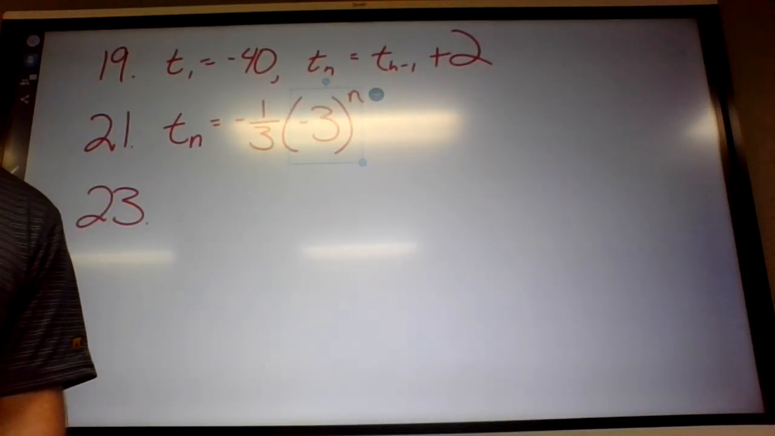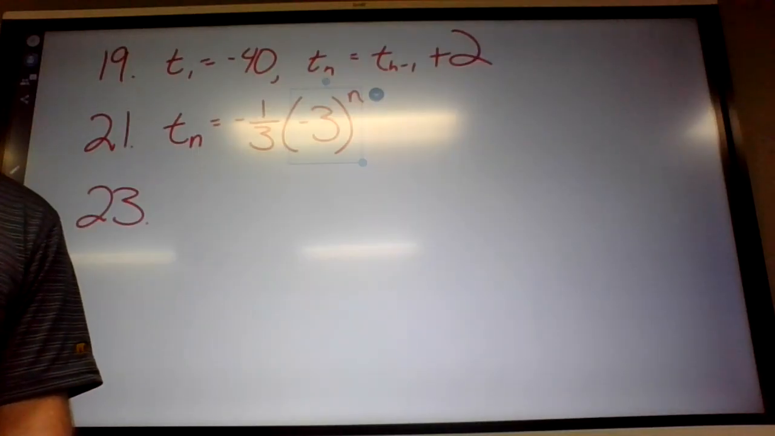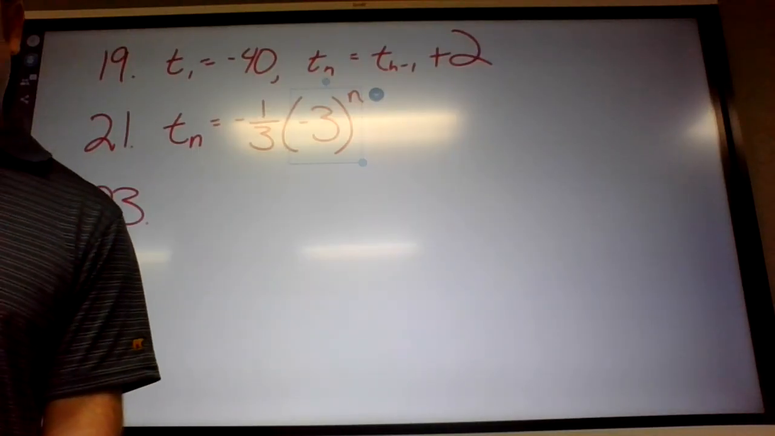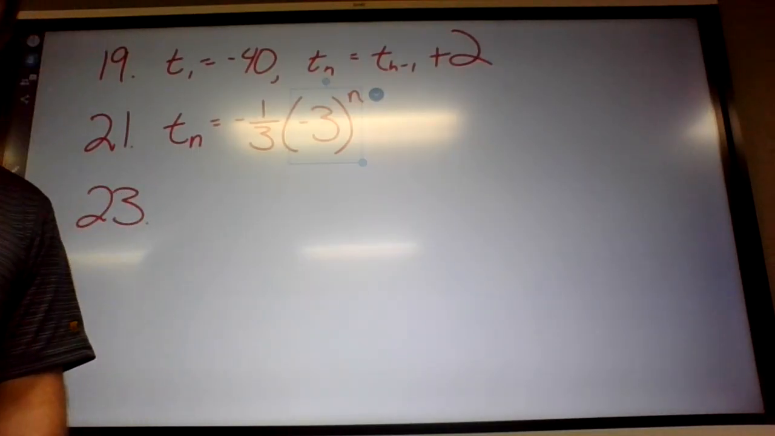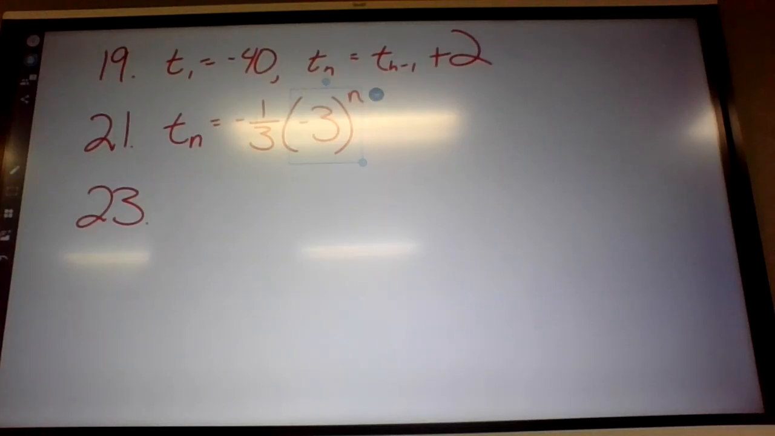Okay, number 3 is the same thing. What the heck? Come on, people. Okay, well, it's almost the same thing. So if I divide by negative 3, the start would be negative 1.